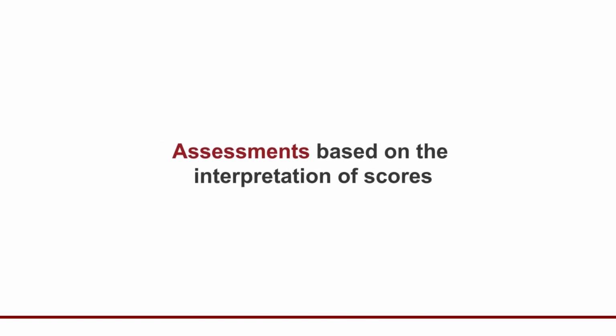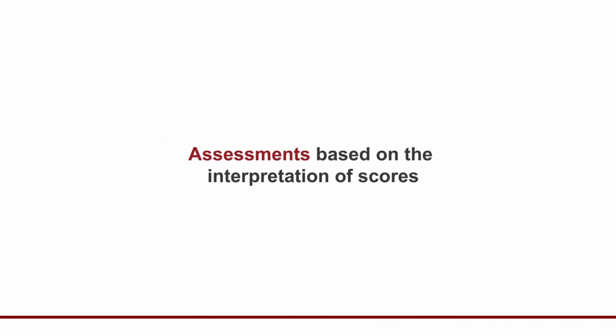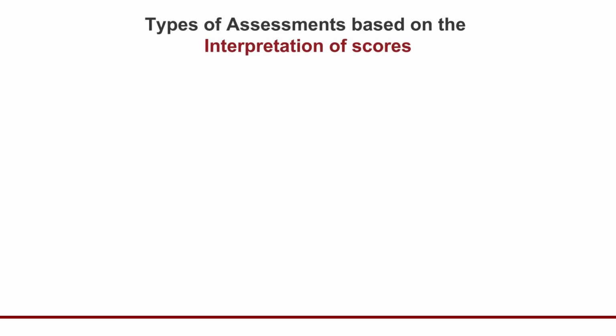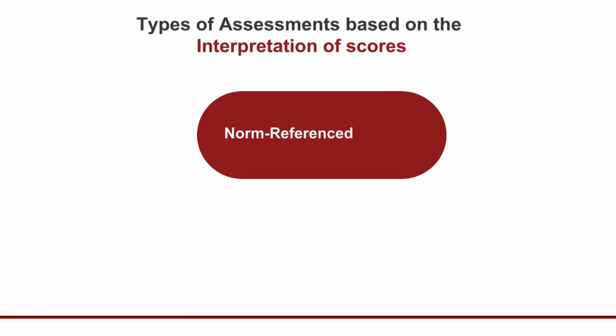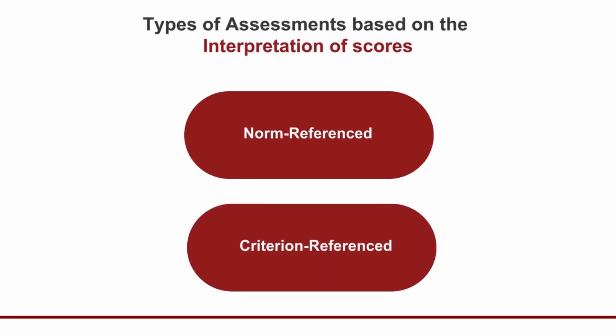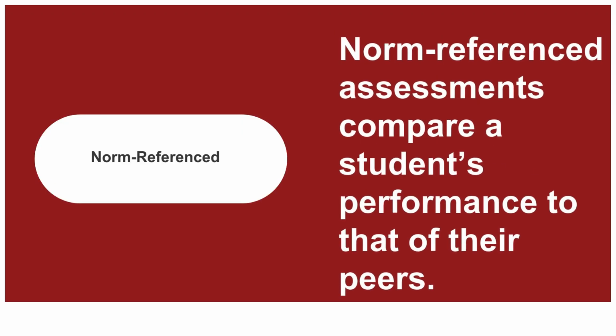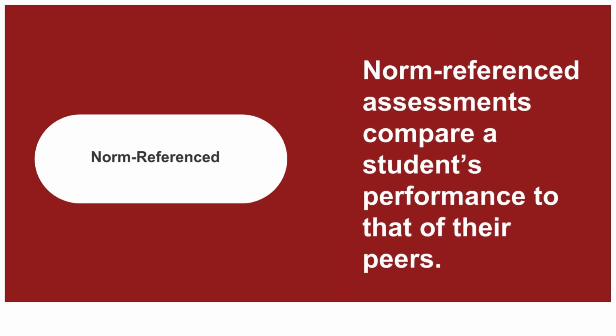Now, let's discuss assessments based on score interpretation. These are evaluations where the results are understood in terms of what the scores represent. There are two main types, norm-referenced and criterion-referenced. Norm-referenced assessments compare a student's performance to that of their classmates.